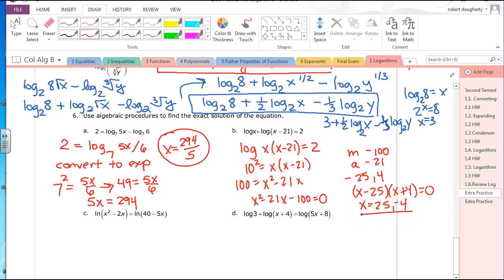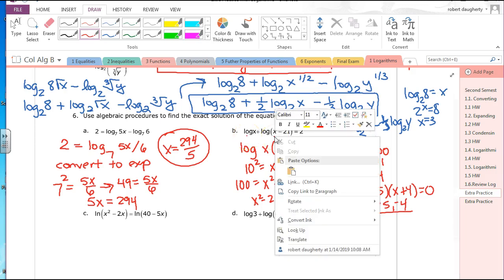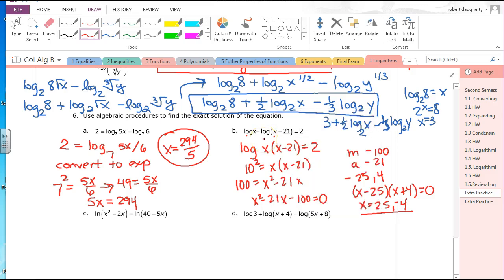Those are my proposed answers, okay? I have to substitute those back in to see if they are valid. So if I plug in a 25 for x, that's the log of 25. This next term, that would be the log of 25 minus 21. That would be the log of 4. Okay, that works. Plug in a negative 4. The minute you plug in a negative 4 here, you get the log of negative 4. That does not work. That's undefined. So your only answer is x equal 25. So when you get these two answers for these equations, you've got to go back and check them to make sure that they're valid.